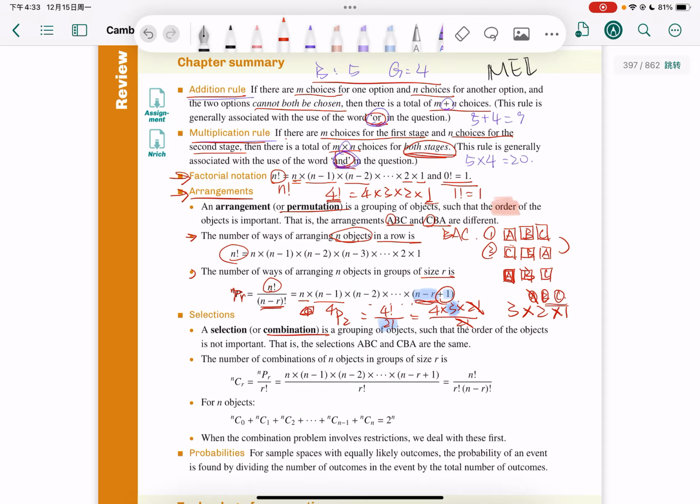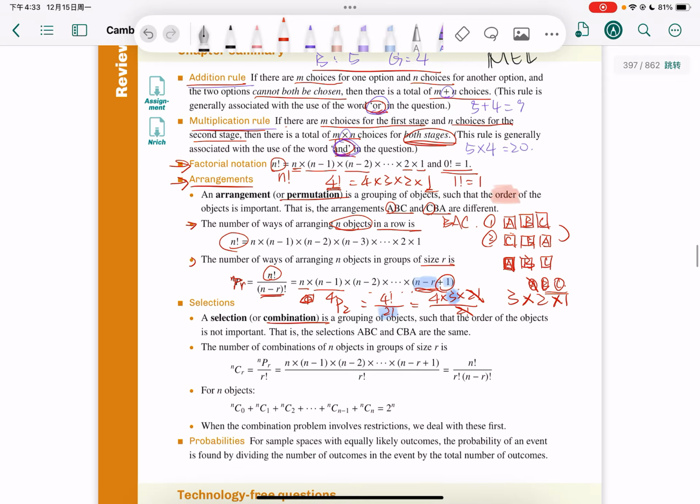Now we're done with arrangements. Let's look at selections. You can think of it as a more generous way of arranging, so we don't care about the order now. It's also called combination. Whether the 3 people A, B, C sit in any of the seats does not matter. ABC is the same as CBA, so the order does not matter.